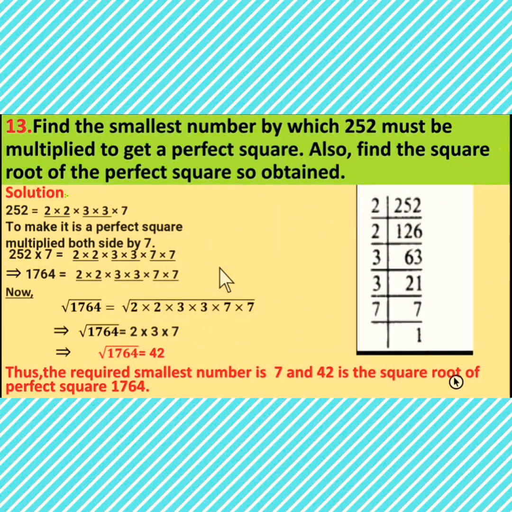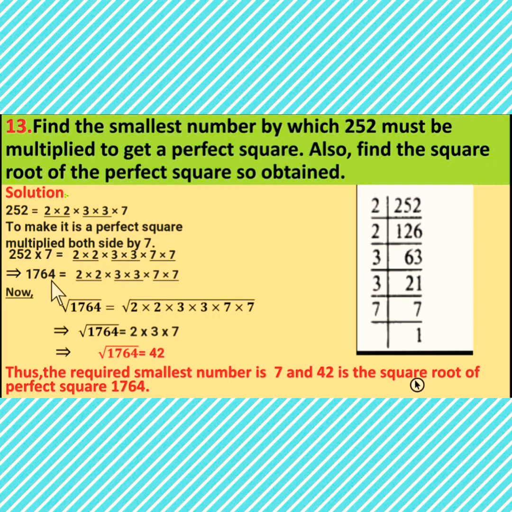Question number 13. Find the smallest number by which 252 must be multiplied to get a perfect square, and also find the square root of the perfect square so obtained. First we have to find the prime factorization of 252. We get 2 into 2 into 3 into 3 into 7. You can see that 2 makes a pair and 3 makes a pair, but 7 does not make a pair. To make it a perfect square, we multiply by 7 on both sides. When 252 is multiplied by 7, we get 1764.